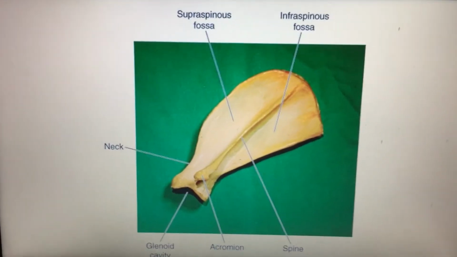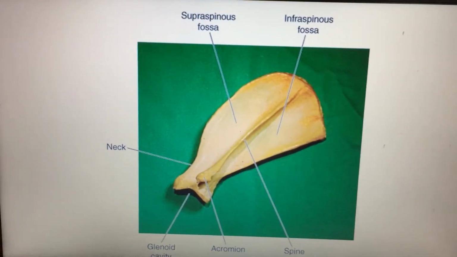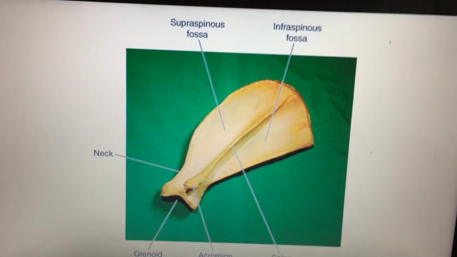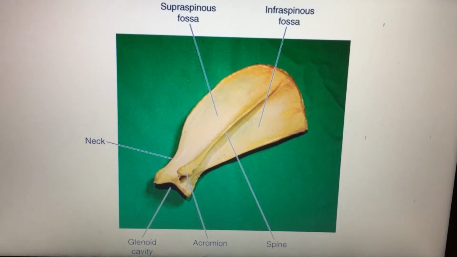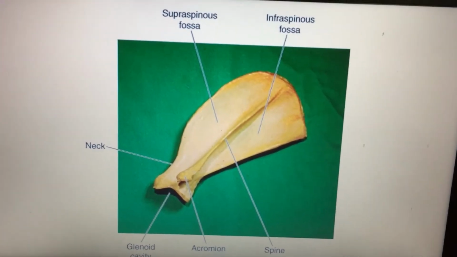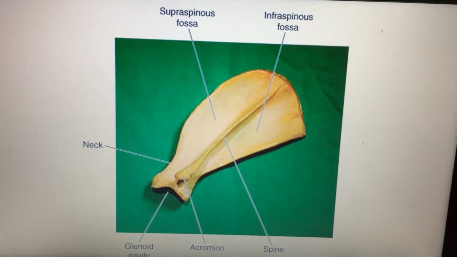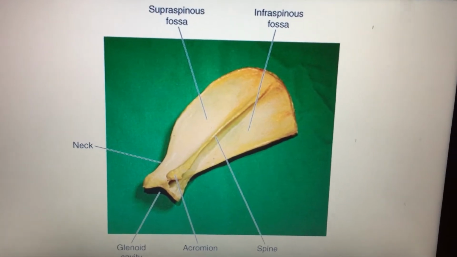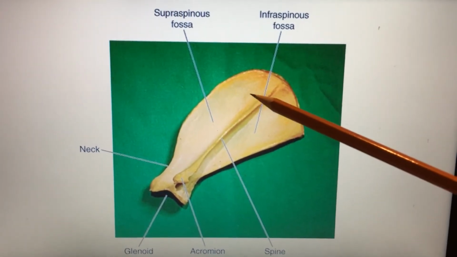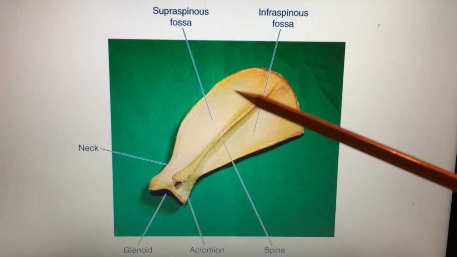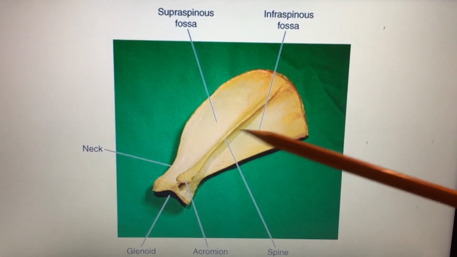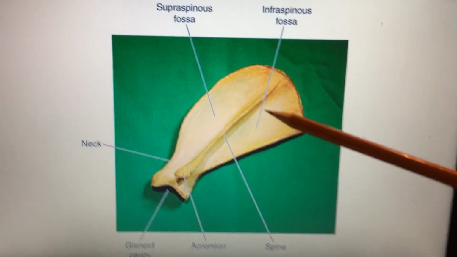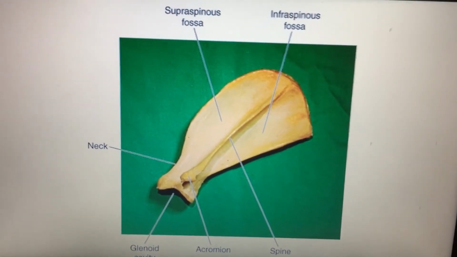Next is fossas. So fossas are a depression or sunken area on a surface of a bone, and this is where muscles or tendons nestle. So this isn't to be confused with a process where muscles or tendons attach. This is a depression where they nestle and they kind of rest there. So this is the scapula, and there's two fossas here. There's the supraspinous fossa, where a muscle would nestle, and the infraspinous fossa, where another muscle would nestle, on either side of the spine of the scapula there.